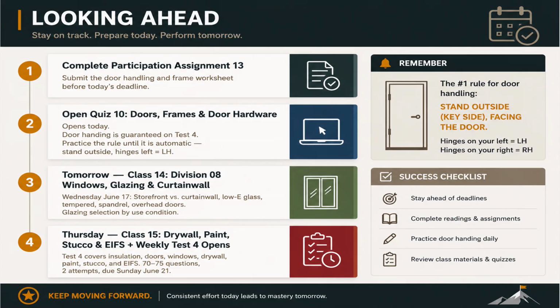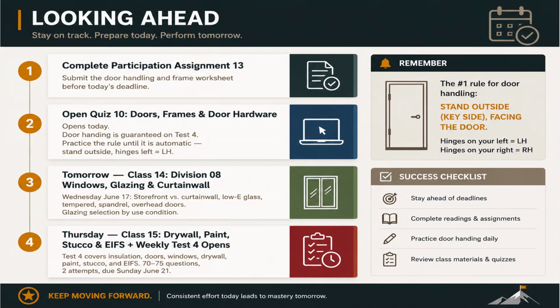In fact, that remember box is the single most important thing on this slide. The number 1 rule for door handing, stand outside, on the key side, facing the door. Hinges on your left equals left hand. Hinges on your right equals right hand. Practice it on every door you walk through between now and the test.